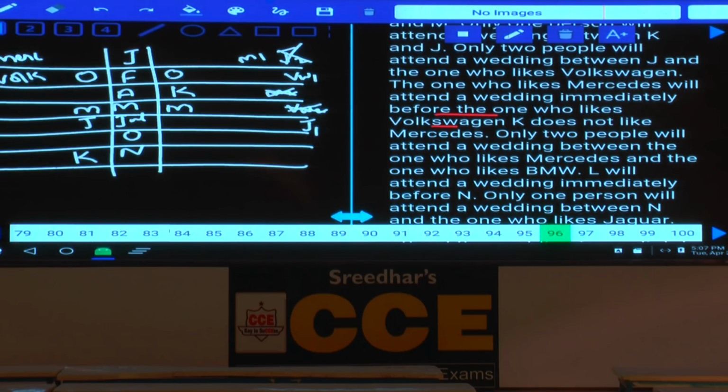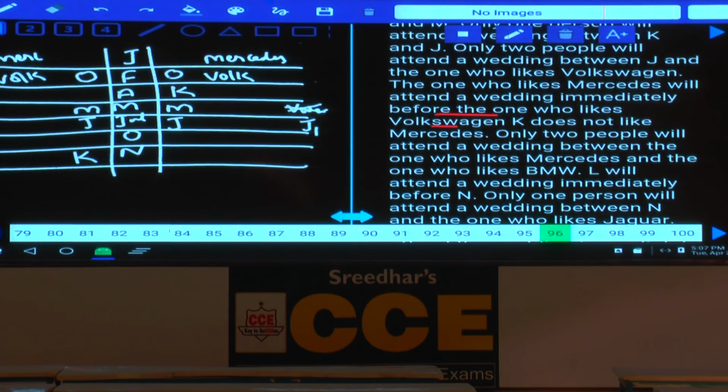Hence, J must be here. If J is here, then where should this M be? Volkswagen must be at this place. J1, if J1 is here, VW1. VW1 is here, Mercedes 1. Mercedes will be liked by the one who attended in the month of Jan, and this must be merged. Are you following this one or not?